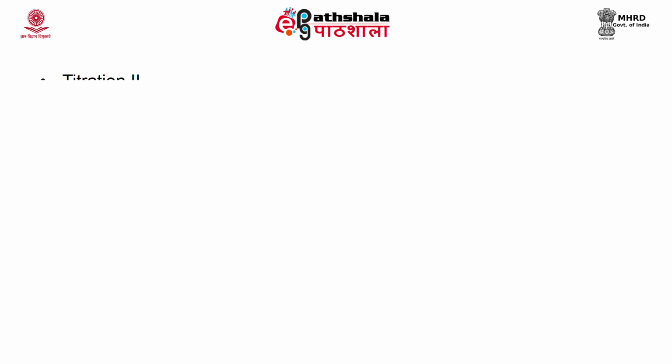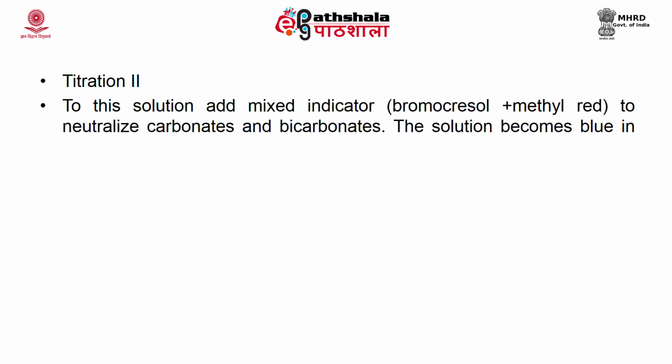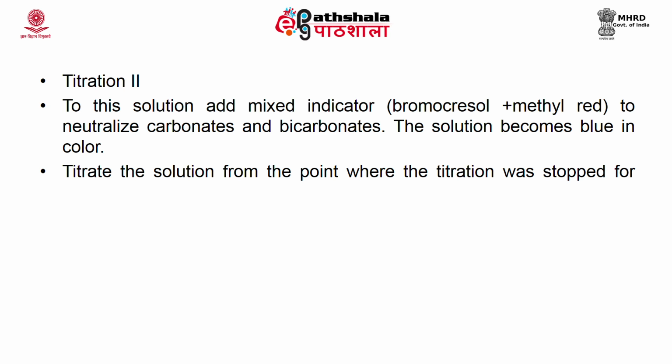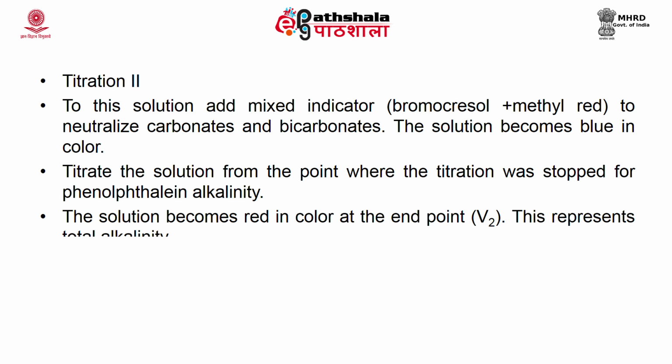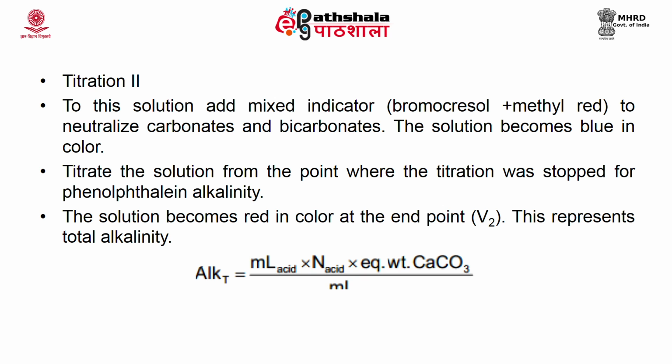In this case, you have to start the titration again, but with another indicator. Add a second indicator, that is, a mixed indicator. This indicator is for determination of carbonate and bicarbonates. Start adding sulfuric acid from where you stopped the first titration. Now the solution will change from blue to red. This is for bicarbonate and carbonate alkalinity, and this will give you the total alkalinity. The second titration will give you the total alkalinity from the volume of sulfuric acid. Now calculate the alkalinity with the given equation.